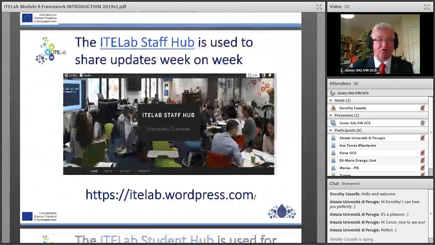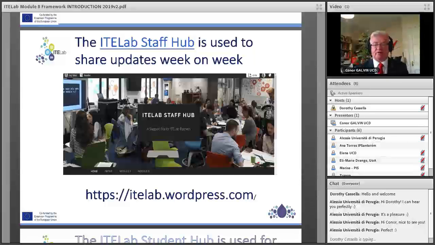That brings me to the resource area. Again, we will be using both of the hubs. The staff hub much more so than the student hub, but I'll explain that in a moment. The staff hub will have a very specific area that deals with Module B. So you can see there's a tab there at the moment which is not yet gone live. That will be the space under which we will put up the Module B framework and the Module B week-to-week suggestions.